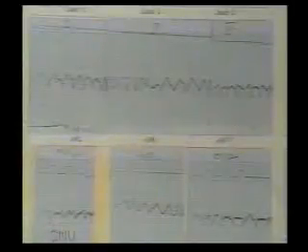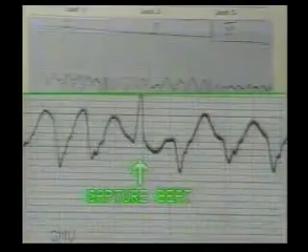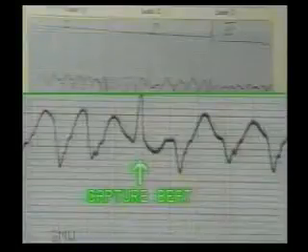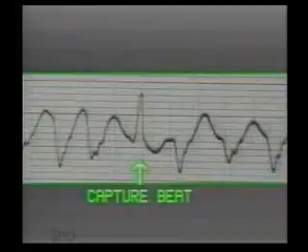Number 2, look for capture beats with near normal QRS configuration. You can see one here in lead 2. A normal QRS beat confirms that there is no bundle branch block, and so this is ventricular tachycardia. Capture beat is a normal sinus beat in the middle of a ventricular tachycardia.